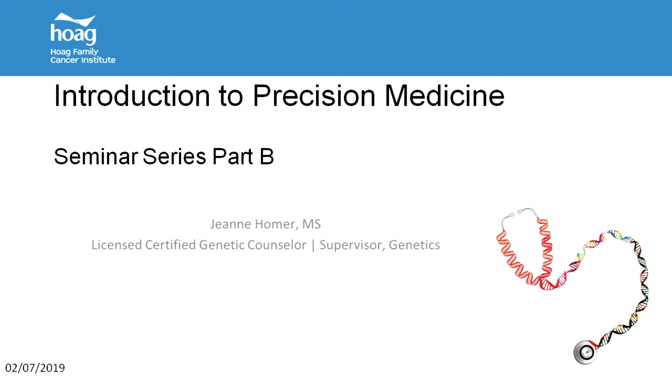So our next speaker is Jeannie Homer. Jeannie has been here at Hoag as a genetic counselor in the hereditary cancer program for 17 years. She graduated from Smith College with a degree in Russian language, spent the next 20 years raising a family and working as a software developer. She then got her master's degree in genetic counseling at UC Irvine and became a genetic counselor. So she is going to follow on with additional hereditary testing from her talk last time.